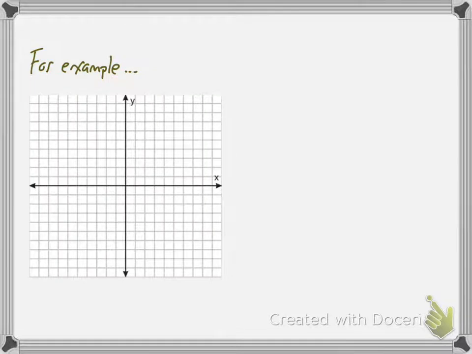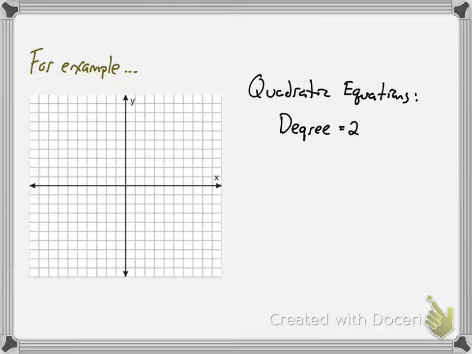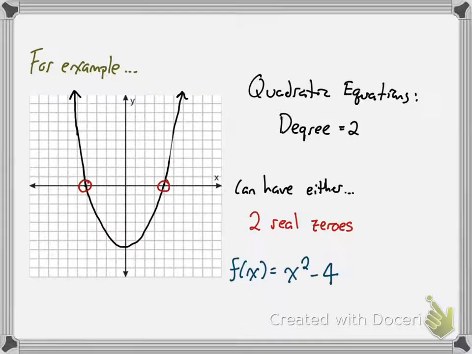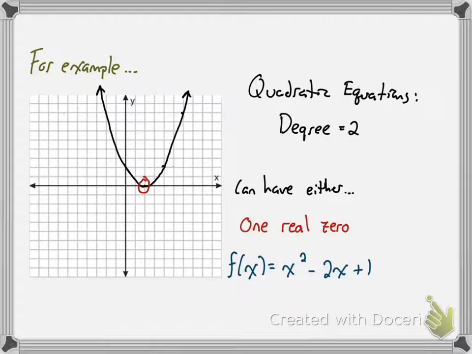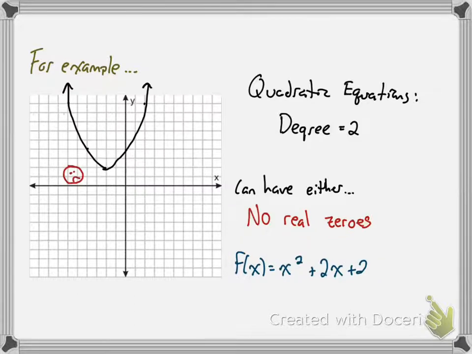So for example, let's just look at quadratics. A quadratic means you have a degree of 2, so you see an x squared somewhere in that equation, that's your highest degree. When we did quadratics back in Chapter 4, we found that you can either have two real zeros, so here we have f of x equals x squared minus 4. We cross the x-axis twice. You can also have one real zero, so we're just touching the x-axis once. Or you could have situations where you have no real zeros.